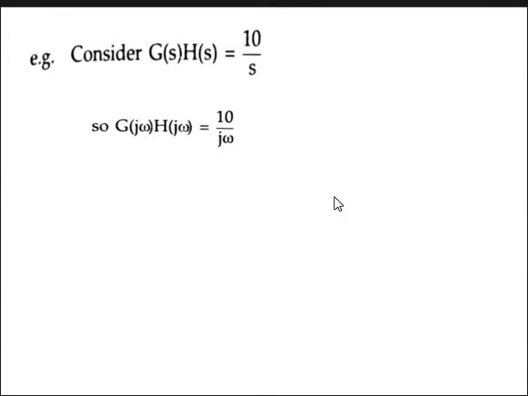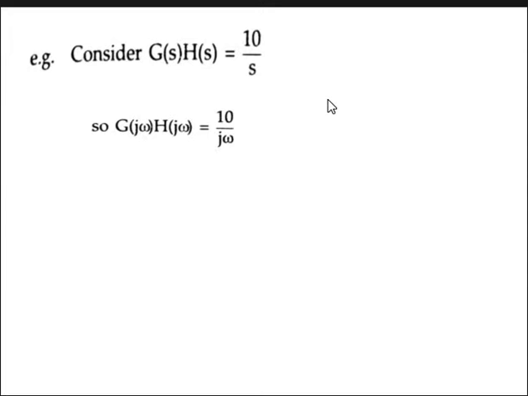So this can be split into two parts. First one 10, second one 1/s. So that G(s)H(s) = 10 into 1/s. First draw the Bode plot for 10 and draw the 1/s. Combined together, finally we can get the Bode plot for 10/s. So first one, Bode plot for 10. 10 means constant K. So that is factor 1.